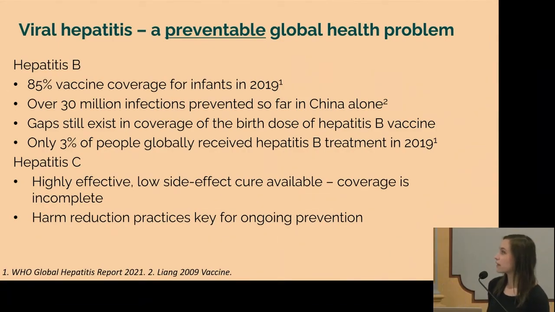In terms of that, we're not really tracking very well. Only 3% of people globally received Hep B treatment, and it's estimated that that proportion needs to be at least 20%. And then for hepatitis C, as we've heard, a highly effective low side effect cure is available, and obviously harm reduction practices are really important, and infection prevention as well, particularly in developing countries.